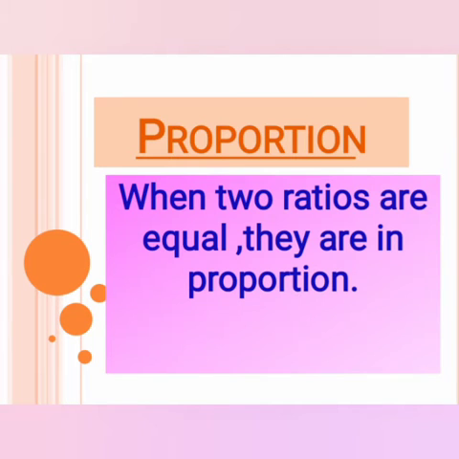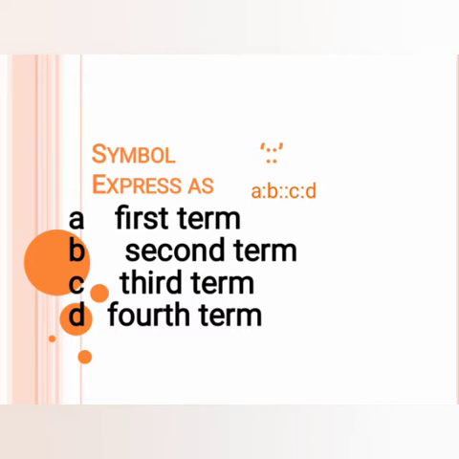What is proportion? When two ratios are equal, we say they are in proportion. We use the symbol double colon to show the proportion. In general, we can express a proportion as A ratio B proportionate to C ratio D, where A, B, C and D are respectively the first, second, third and fourth terms of the proportion.